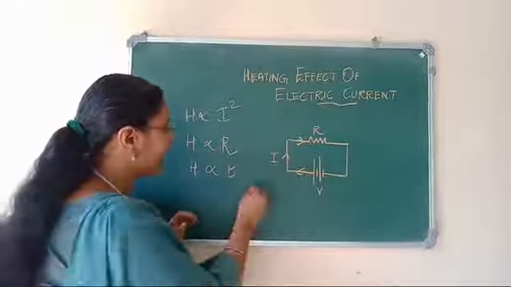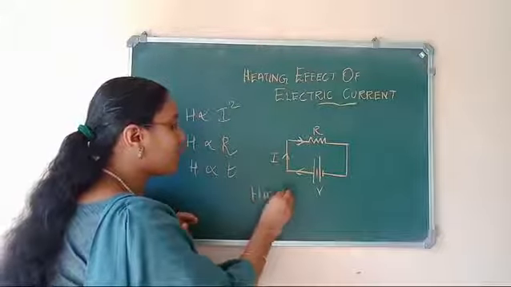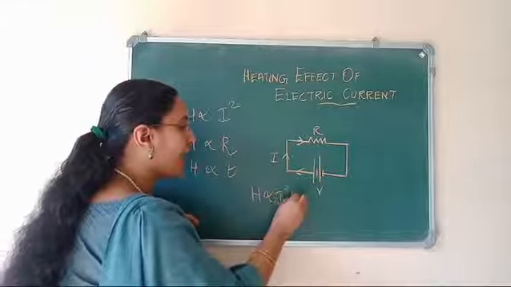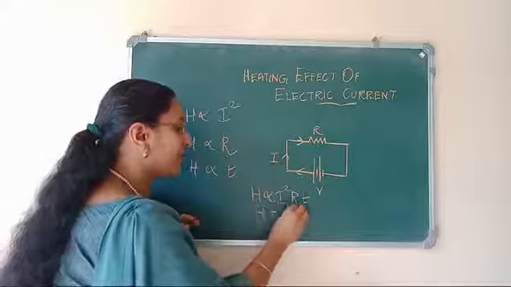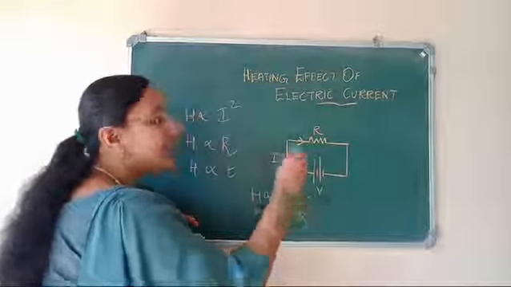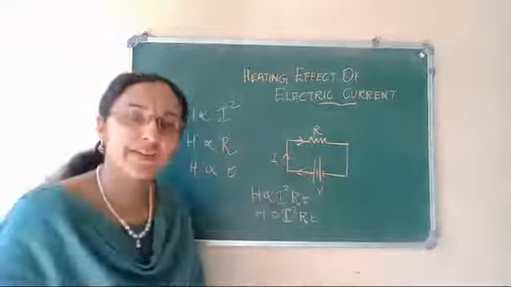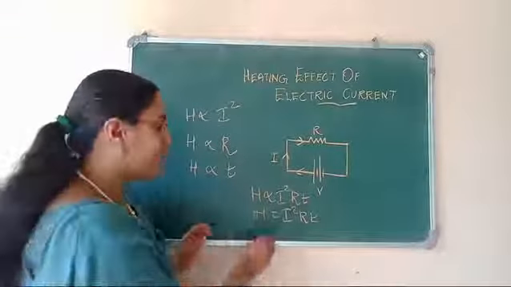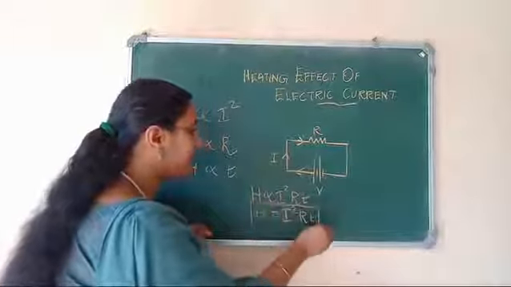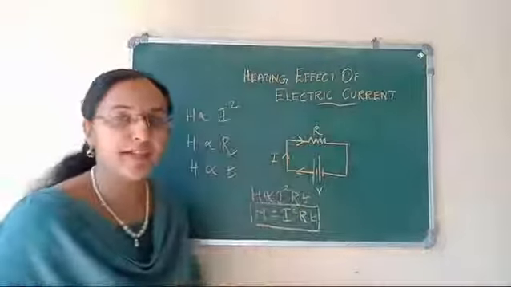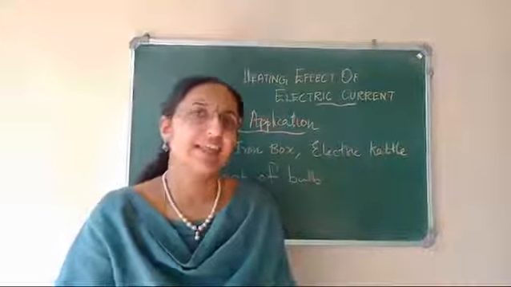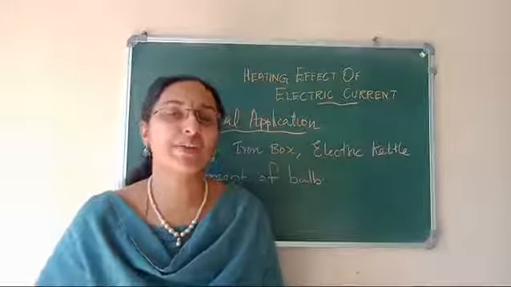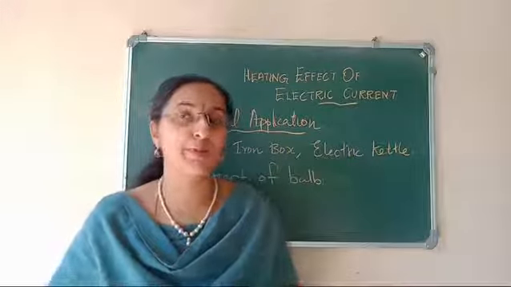So we can write that heat energy is proportional to I square R into T, that is, H is equal to I square R T, where the proportionality constant here is 1 itself. Therefore we can write the equation H is equal to I²Rt, and this is the equation of Joule's law. Here the practical applications of the heating effect of electric current can be divided into three.